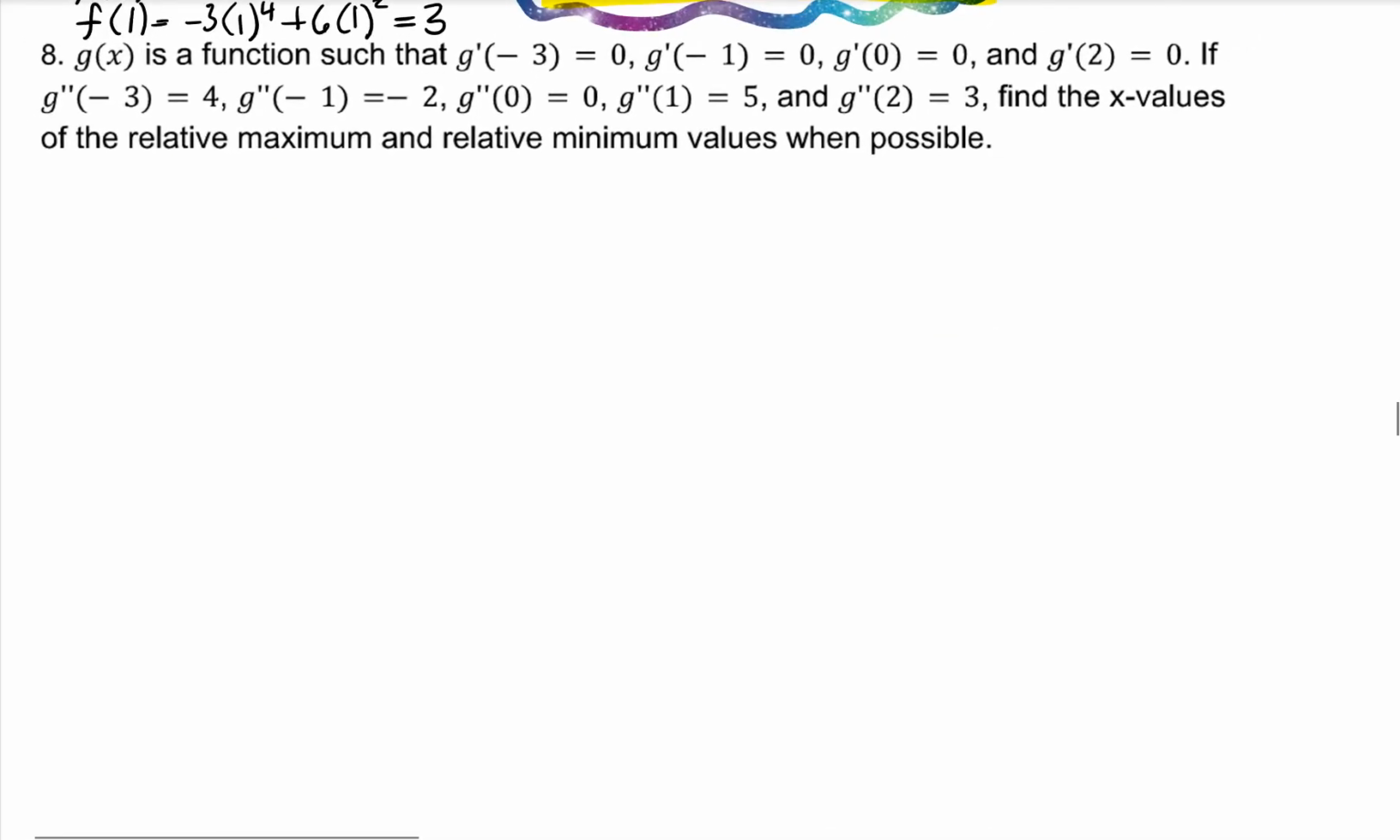For number 8, g of x is a function such that, and then they give us a bunch of first derivative and second derivative values, but we don't actually have a function. So given these values, we're going to find the x values of the relative max and relative min values if and when possible. Let's write out all the information that we have.